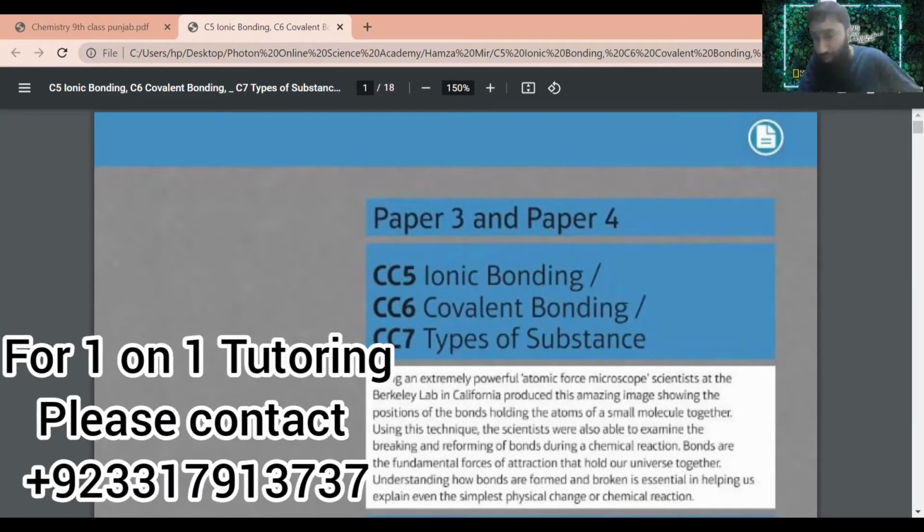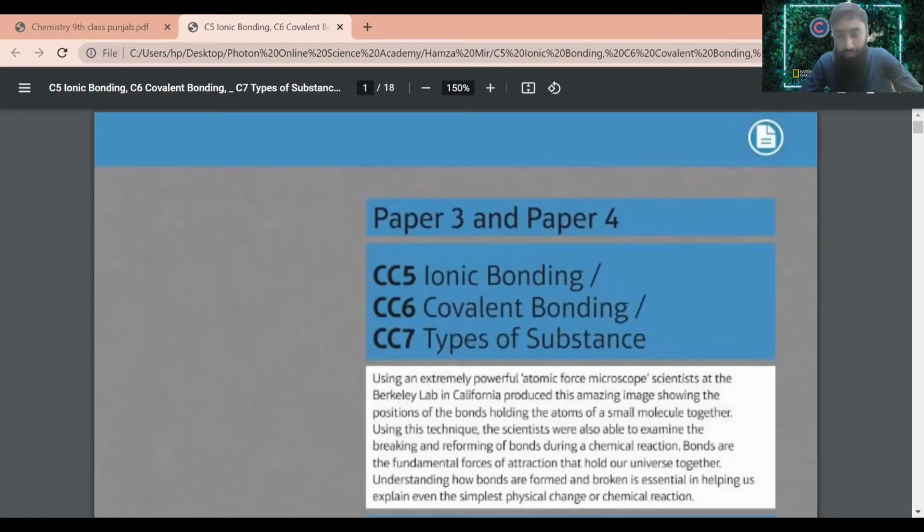Previously we discussed molecular compounds. We discussed the force of attractions which are present in molecular compounds, and then we discussed the effect of these forces of attraction on the melting and boiling points of these molecular compounds.